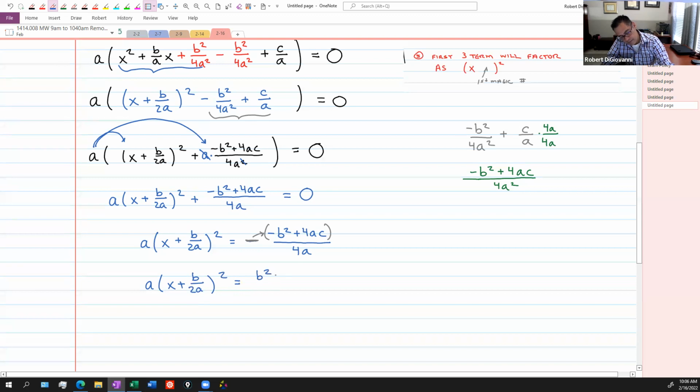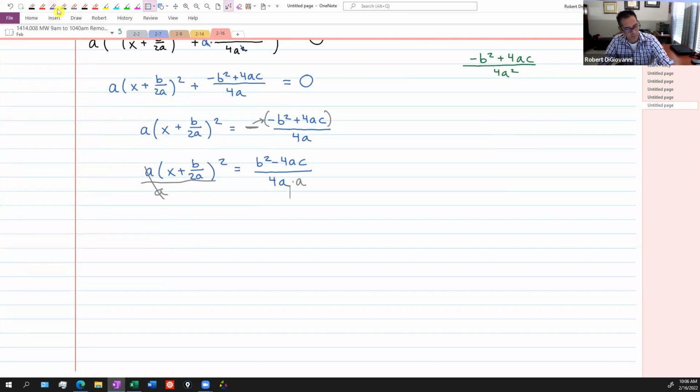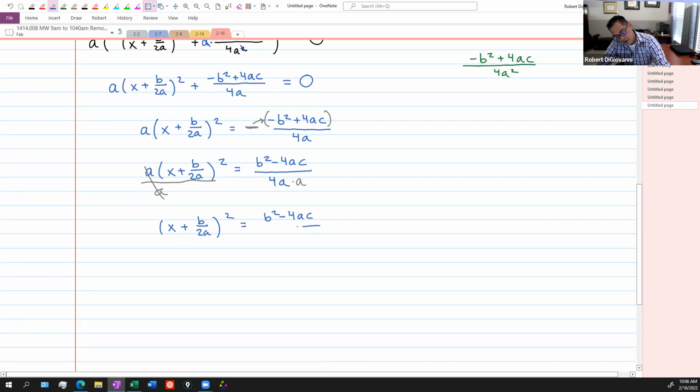So I get b squared minus 4ac all over 4a. Next thing I'm going to do is divide both sides by a to kill that a off. So when I divide this side by a, I get another a here on the bottom, which will get me back to an a squared. Oh, I thought I was out of room. So now I have x plus b over 2a squared equals b squared minus 4ac over 4a squared.